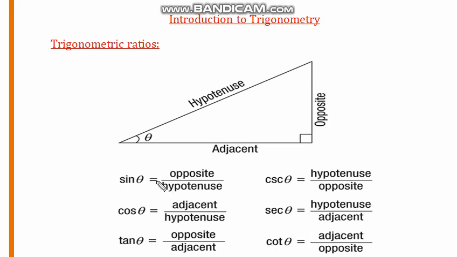If you know these three ratios, sine, cos, and tan, you can easily find cosecant theta, secant theta, and cot theta. Cosecant is the inverse of sine, secant theta is the inverse of cos theta, and cot theta is the inverse of tan theta. Students, I hope you all understood this concept.